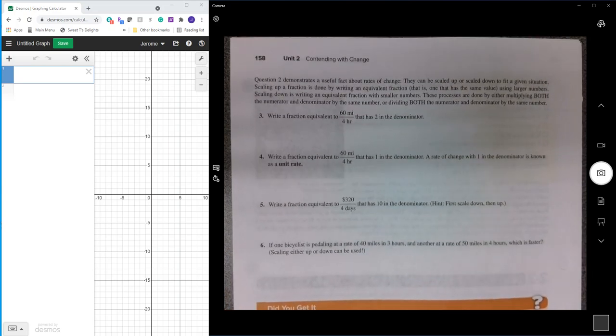Now, we move on over to page 158. It says question two demonstrates a useful fact about rates of change. They can be scaled up or scaled down to fit a given situation. Scaling up a fraction is done by writing an equivalent fraction, that is, one that has the same value, using larger numbers. Scaling down is writing an equivalent fraction with smaller numbers. These processes are done by either multiplying both the numerator and denominator by the same number or dividing both the numerator and denominator by the same number.